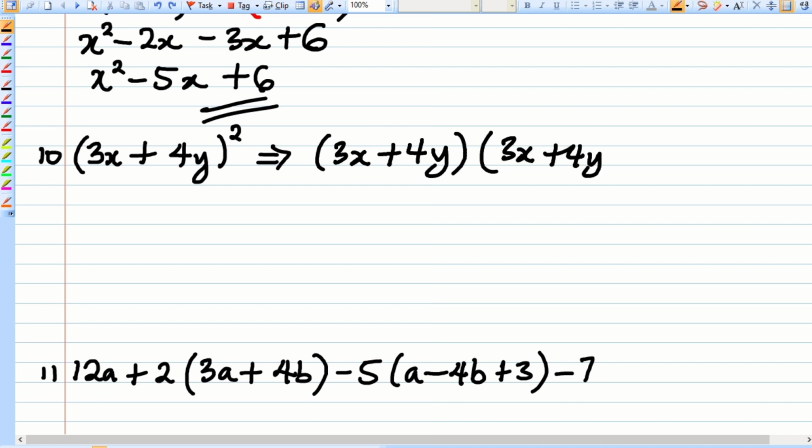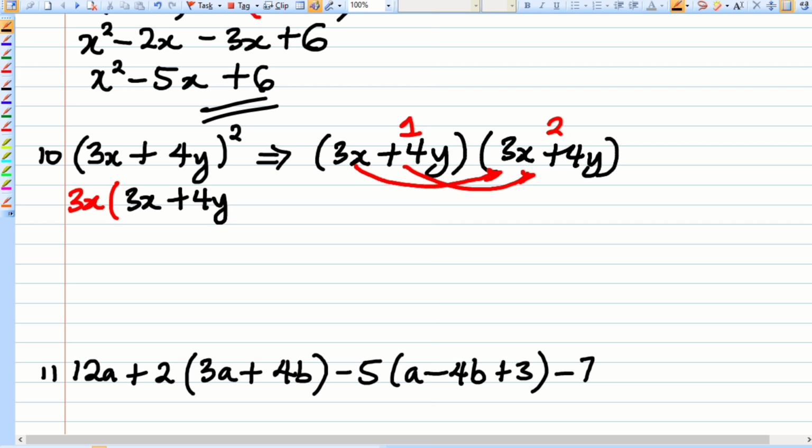3x plus 4y. Again, we have two brackets. So remember, this is bracket number 1 and bracket number 2. So recall, 3x is going to multiply the bracket and 4y will do the same. So let's do that quickly. So we have 3x, open a bracket, 3x plus 4y. We close that, and then the second term in the bracket was plus 4y. Open a bracket, 3x plus 4y.